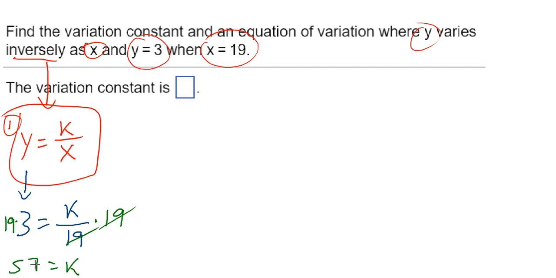57, I believe is what that would be, right? Because 20 times 3 would be 60. We want one less 3 than that, so 57. So yeah, it doesn't work out very bad at all. So the constant, the variation constant is 57. That's what you would type into this box here.